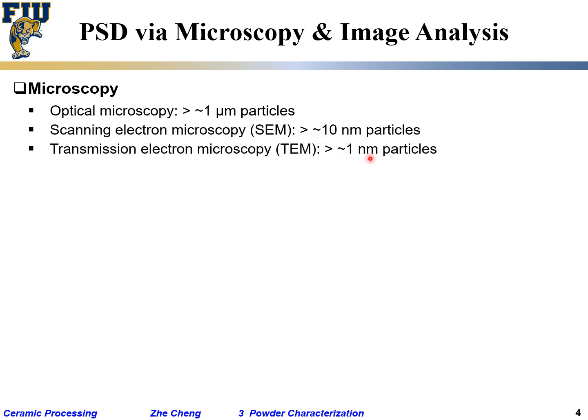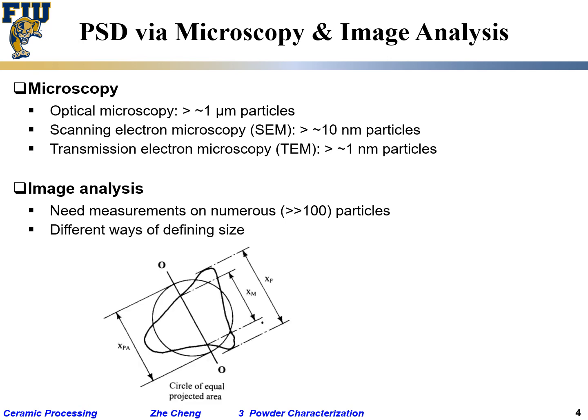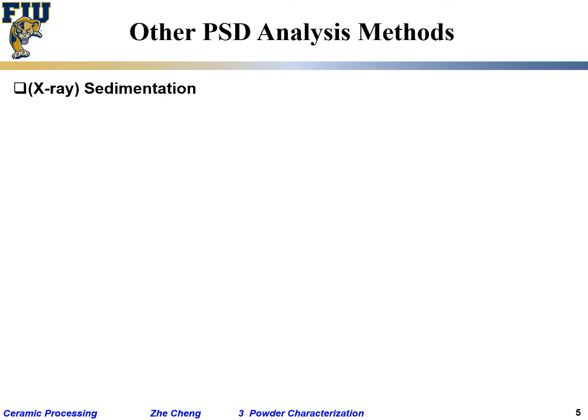And anything finer, you can use a transmission electron microscope. Image analysis needs measurement on numerous particles. You take an image of many, many particles, not one or two, probably hundreds, even thousands. And right now there is automated software that comes with the SEM that can do it. There are different ways of defining sizes.